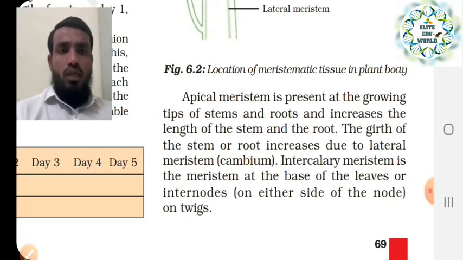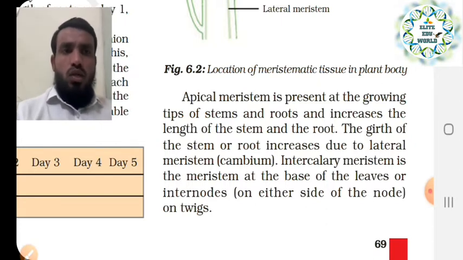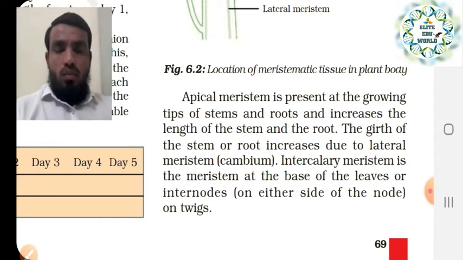So apical meristem is present at the growing tip of the stem and root, and it increases the length of the stem and root. We saw the plant growing roots in search of water, and growing shoots towards the sunlight. Both are possible because the apical meristem tissues are present in the stem and the root. That is why it shows more rapid growth. The girth of the stem or the root increases due to the lateral meristem.